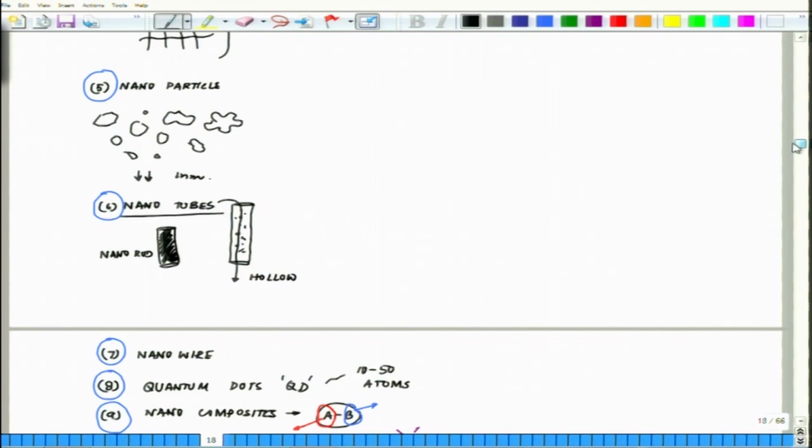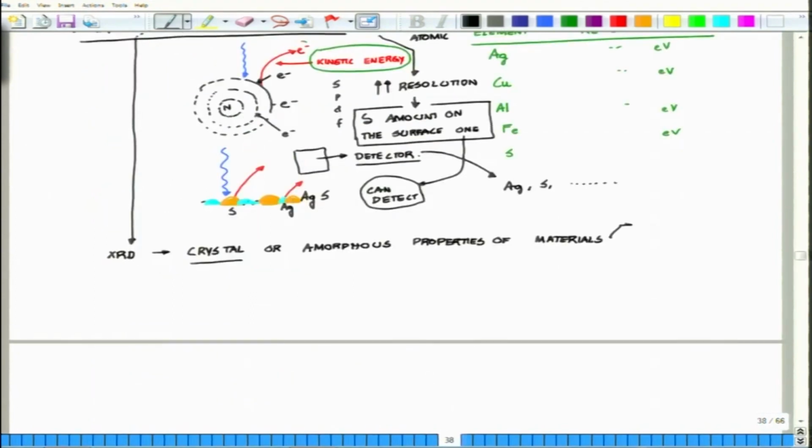So whether these particles are crystalline or amorphous, in order to understand that, your best bet is X-ray diffraction. D stands for diffraction. This is where you are using X-rays for determining the stereochemical properties, or how in space these atoms are arranged. This is the technique you are using.